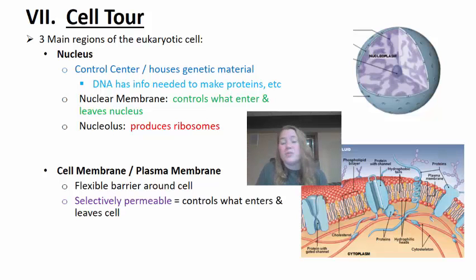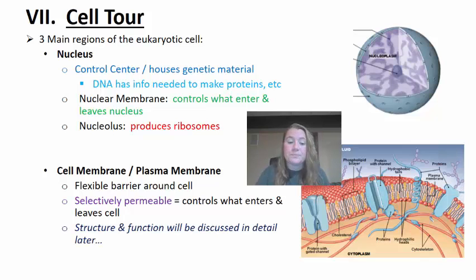Now the cell membrane is what's called selectively permeable, and that's a vocab term. So selectively permeable means not everything can go in and out. It controls specifically what can and cannot go through, and a lot of that stuff goes through what are called protein channels, and that's what you can see as these blue blobs in the diagram in the bottom right corner. Now again, the structure and the function of the cell membrane will be talked about in quite a bit of detail later on in this unit.